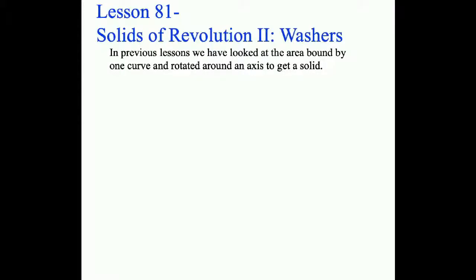In lesson 81, we're going to look at our second type of solids of revolution, so part two, and we're going to look at this idea of washers. In previous lessons, we've looked at the area bound by one curve and rotated around an x-axis to get a solid, and now we're going to look at actually rotating two curves. So let's jump over to this computer program to take a look at this.